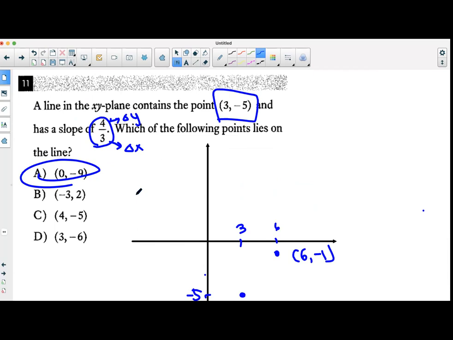All right, guys. So that was number 11. Now, the next set of questions are number 13, 14, 15.